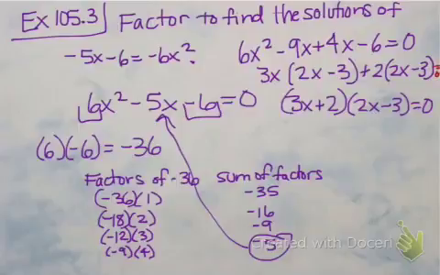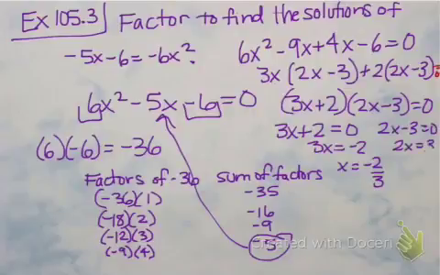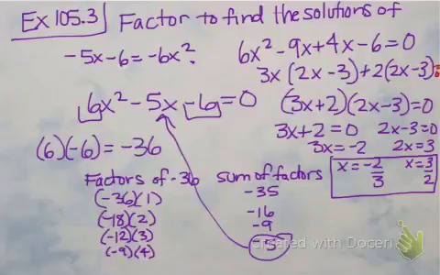Now, in the previous problems, we were just dealing with expressions. We weren't dealing with equations, so we would be done at this point. But for this part, we have to solve it. We have to figure out what makes the first one equal to 0, what makes the second one equal to 0. So 3x plus 2 equals 0. X would have to be negative 2/3. And then the second part, 2x minus 3 equals 0. X would have to be 3/2. So our solution is x equals negative 2/3 and x equals 3/2.